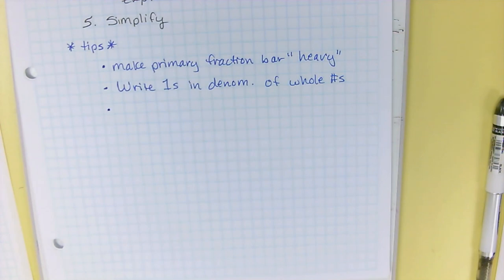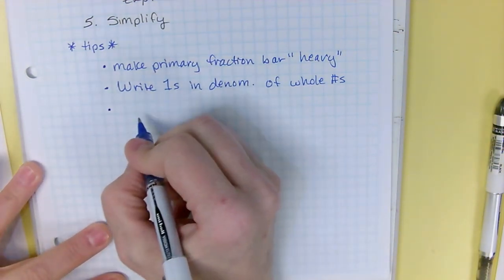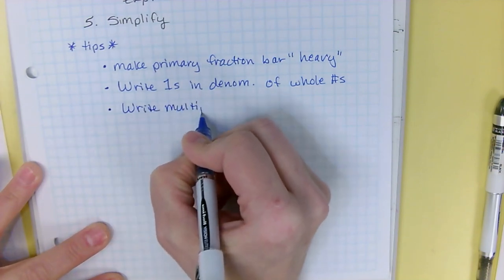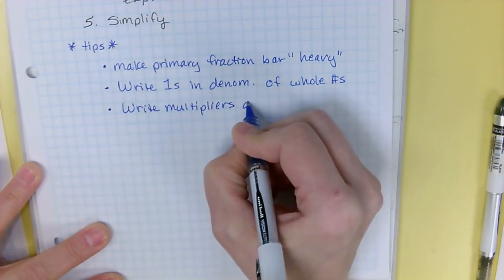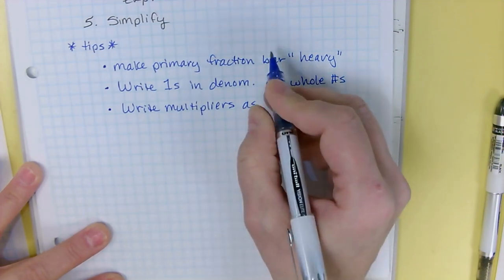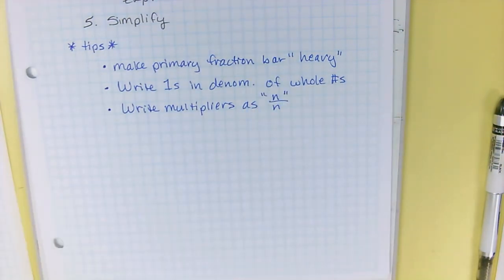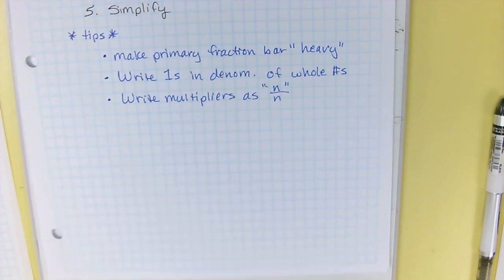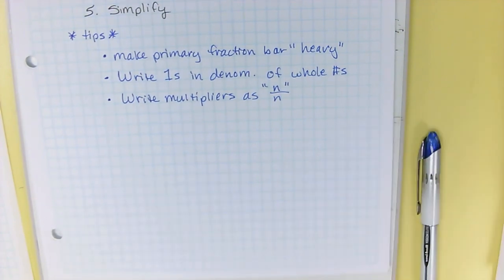Okay, and then the last suggestion I have for you is, and we've been doing this all along, is to write your multipliers as n over n. You know, x plus 3 over x plus 3 or 5 over 5. And again, that just helps you line things up and not leave anything out.